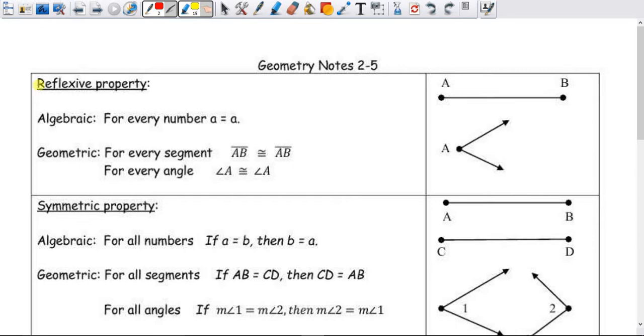The first one is the reflexive property. Remember, that has almost that word reflect in it, so we think like a mirror. So in algebra, you would have seen it A equals A. So same thing equals same thing. That's going to be pretty much the same for geometry, except we might have something like segment AB is congruent to segment AB, or angle A is congruent to angle A. Okay, so that would be a reflexive property of congruence.